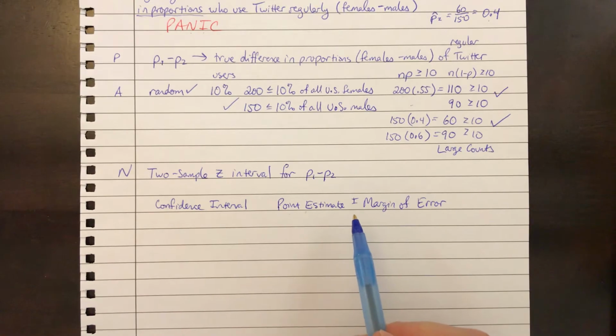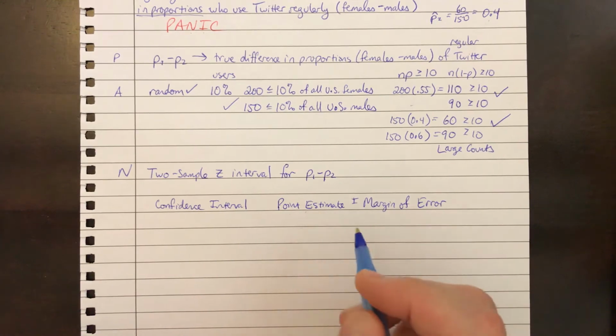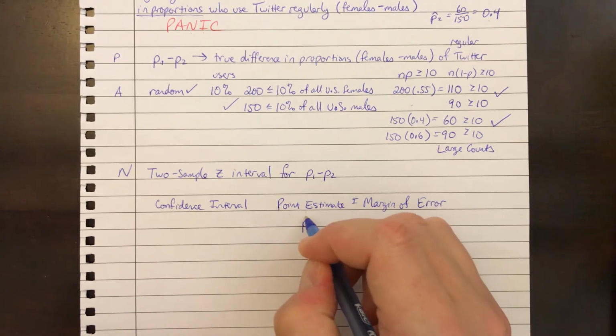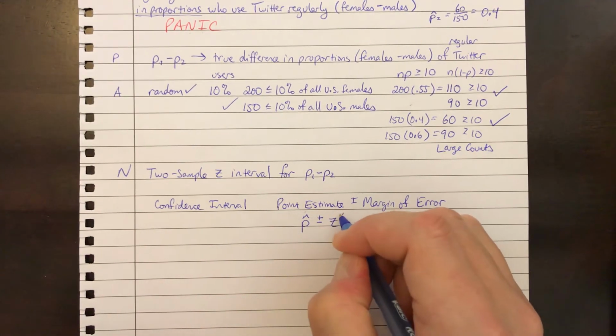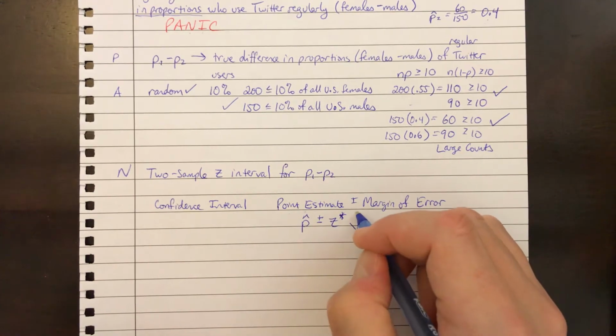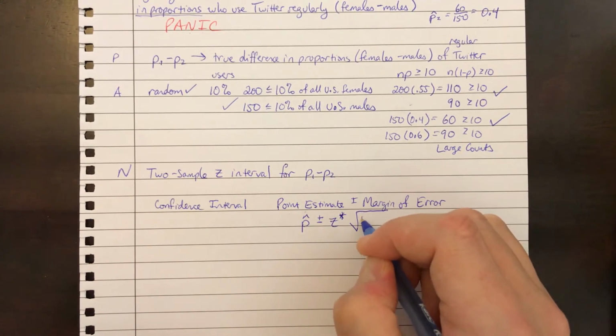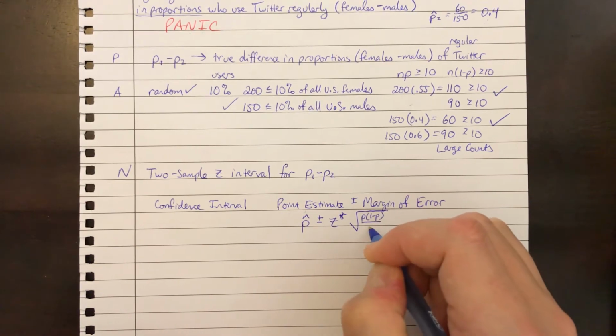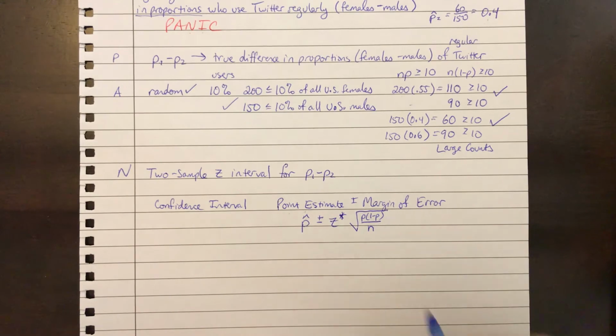Now, back in chapter 8, when we were talking about confidence intervals, we would take the point estimate, the sample proportion, plus or minus the Z critical value times the square root of p-hat times 1 minus p-hat divided by n. That's the sample proportion we were using. This was the standard error, and when we multiply that by the Z critical value, that gives us the margin of error, and then this gives us the interval.